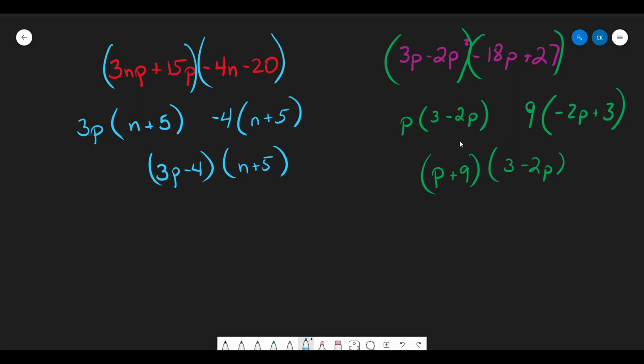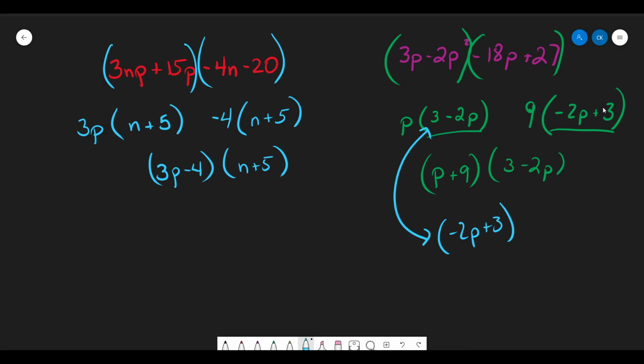Now, you may be asking yourself, well, wait a second, Mr. Kelly here. 3 minus 2p and negative 2p plus 3, those aren't identical. Well, they are, because remember, I can just rearrange terms. This minus 2p is a negative 2p. This is a negative 2p. This is a positive 3. This is a positive 3. I can just move them around. I can say, all right, instead of 3 minus 2p, I could have negative 2p plus 3. They're exactly the same thing.